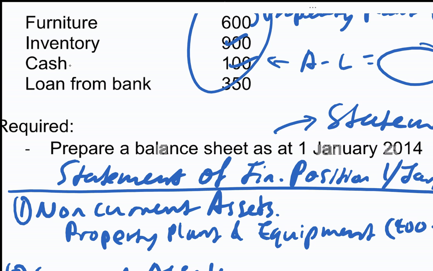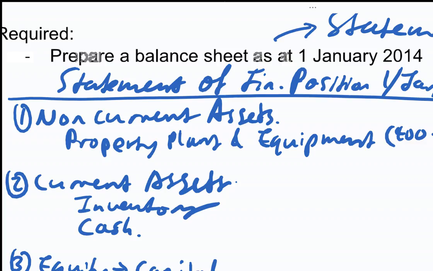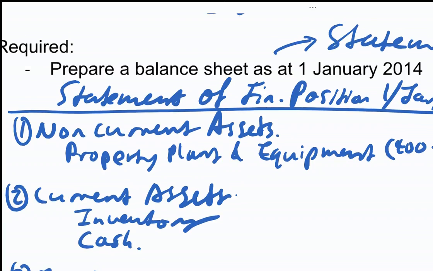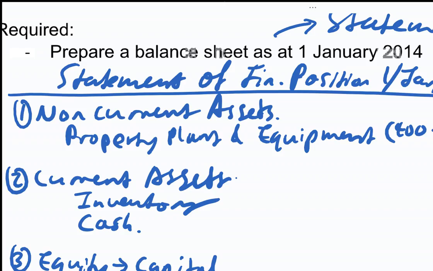After that, now fill up the loan from bank. Loan from bank is 350. You can assume that it's non-current. You don't really need to mention that it's from bank. You can leave it as loan. So the loan is 350. Which means that the missing capital must be 1650. The remaining is just simply 2,000. Just like that.